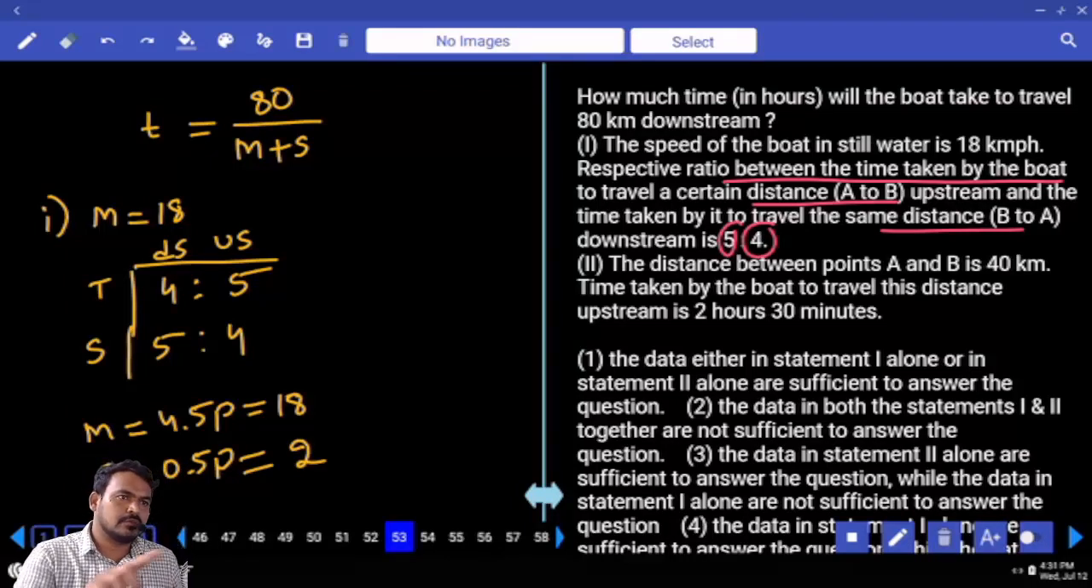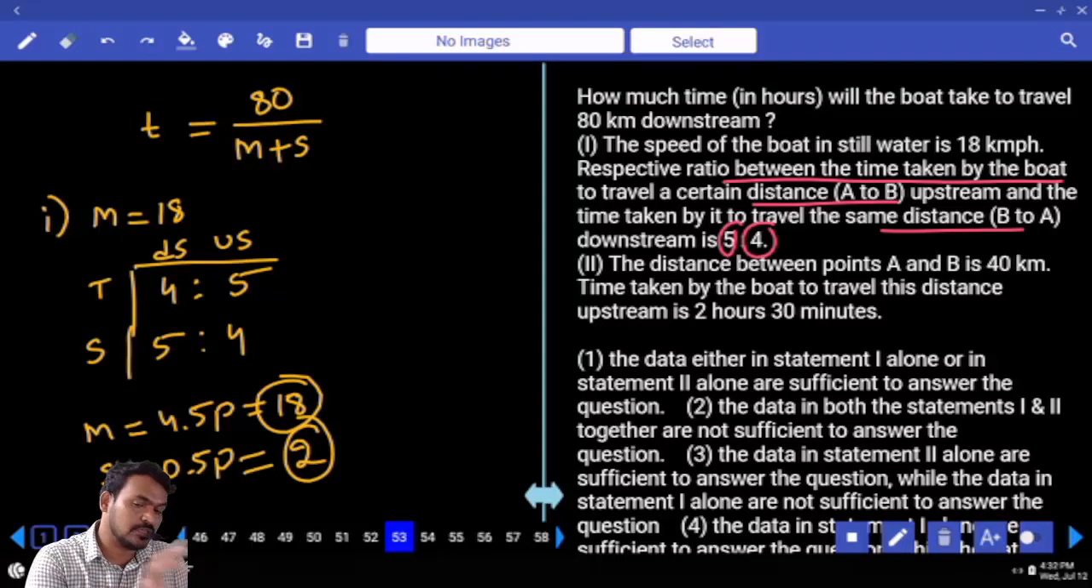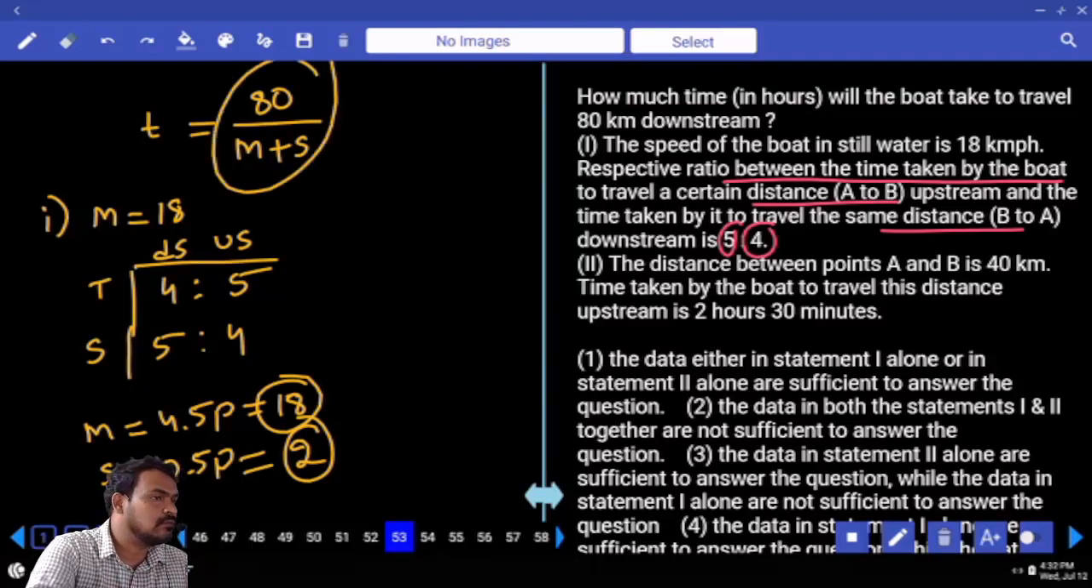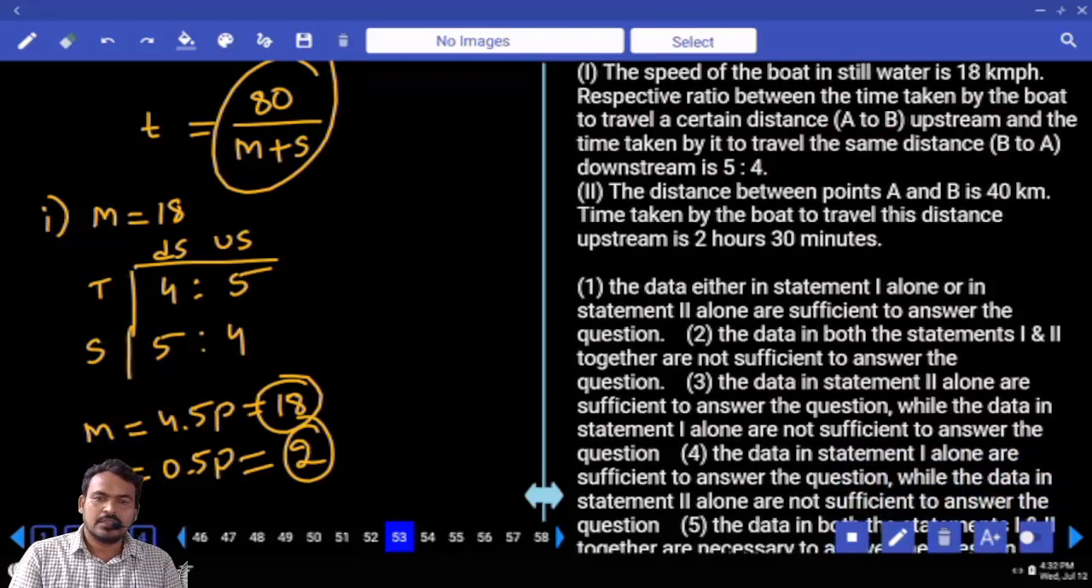4.5 is how many times? 4 times. Half also 4 times. So the speed of the stream is how much? 2. Speed of the boat is 18. Substituting these two values, we get the time value. Time is obtained, so is statement one alone sufficient or not sufficient? Sufficient.